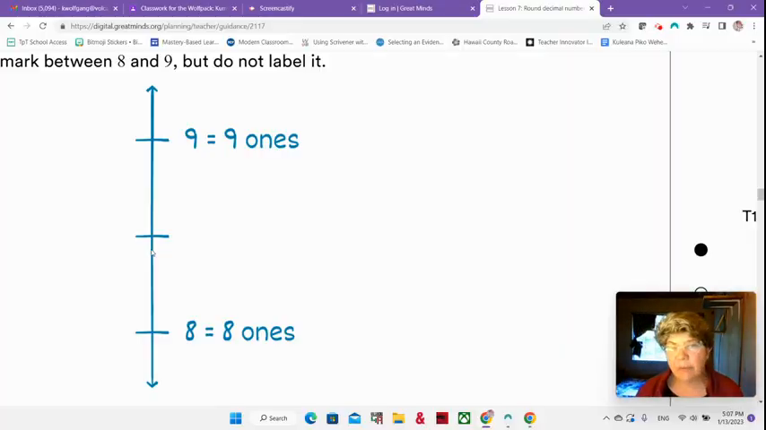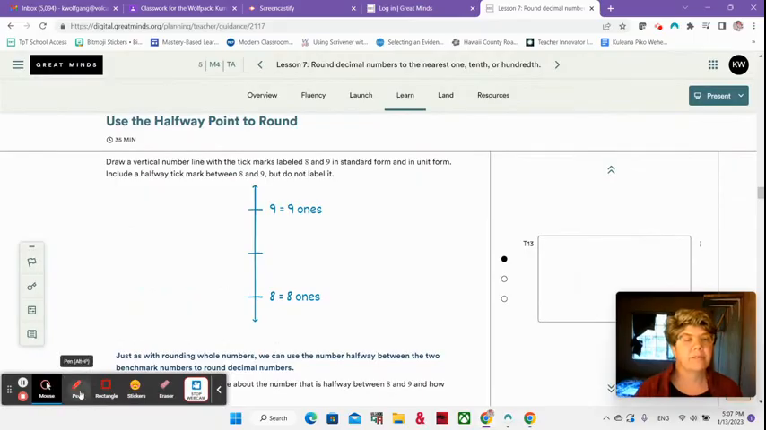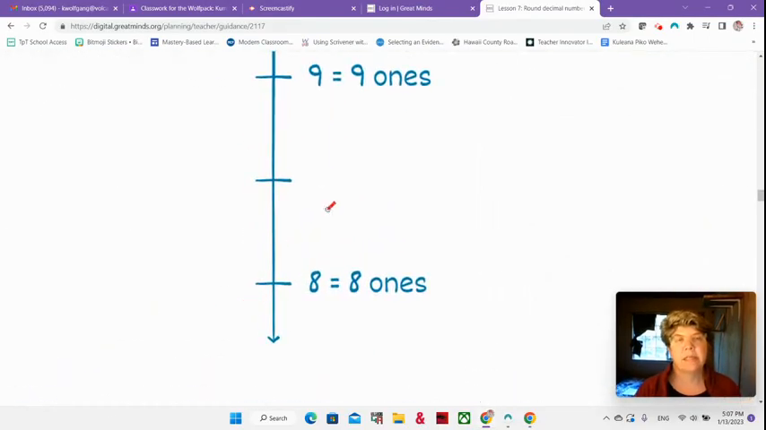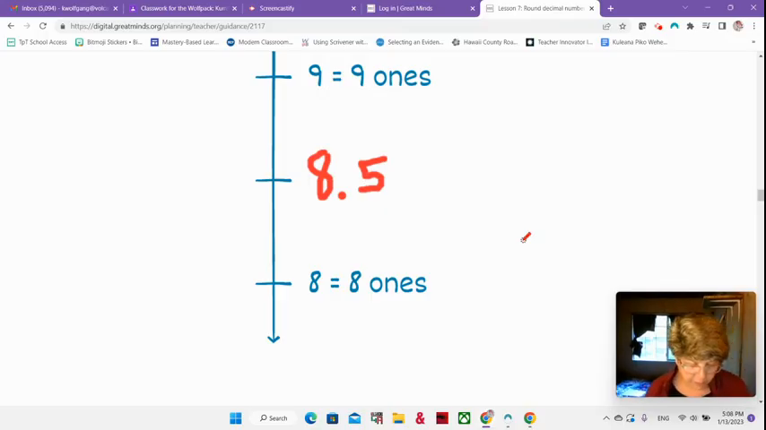Okay, so what number is halfway between 8 ones and 9 ones? You might be thinking to yourself, halfway between 8 ones and 9 ones, that would be 8 and 5/10, right? Because you know that 5/10 is the same as 1/2, right? So 8 ones, 5/10 is halfway between. Okay, good.